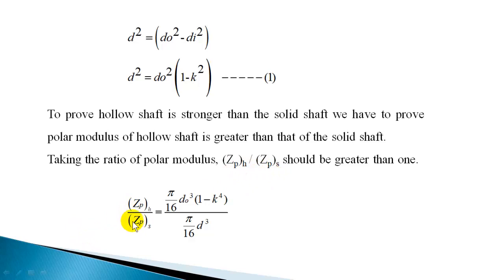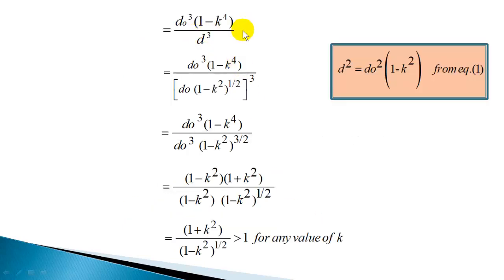So comparing that polar modulus, taking that ratio, we get pi by 16 d naught cube into 1 minus k to the power of 4. This is the Zp of a hollow shaft divided by Zp of a solid shaft, pi by 16 d cube. Now pi by 16 cancels, you get d naught cube into 1 minus k to the power of 4 divided by d cube. So this is the ratio of Zp of hollow shaft to Zp of solid shaft.